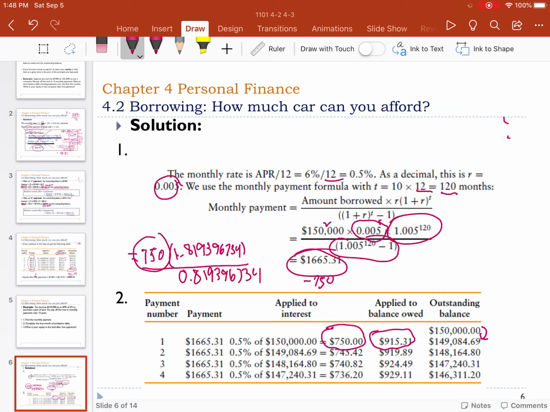These numbers are not quite 1,000 each time, although they are getting better. That's a hallmark of these types of payments. You apply more and more to the balance and less to the interest. So it does get slightly better, but we'll take 120 payments to finish this off.